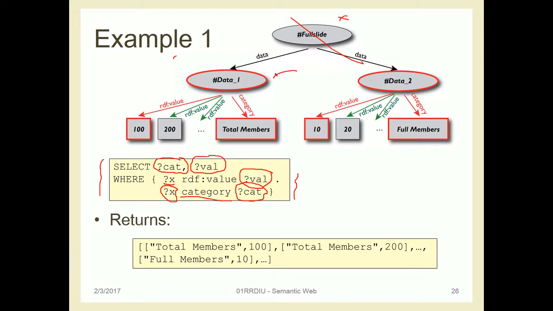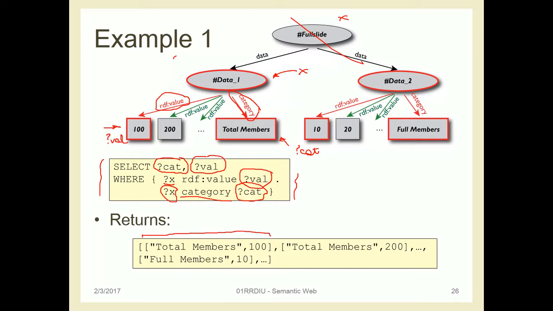Now I concentrate on this node and I see if it matches. Okay, this node has RDF value and also category properties that link to two different literals. So practically this is the val, 100, and this is total member, that is cat. So I've found one of the matching patterns, which I express. This is one way of expressing it.